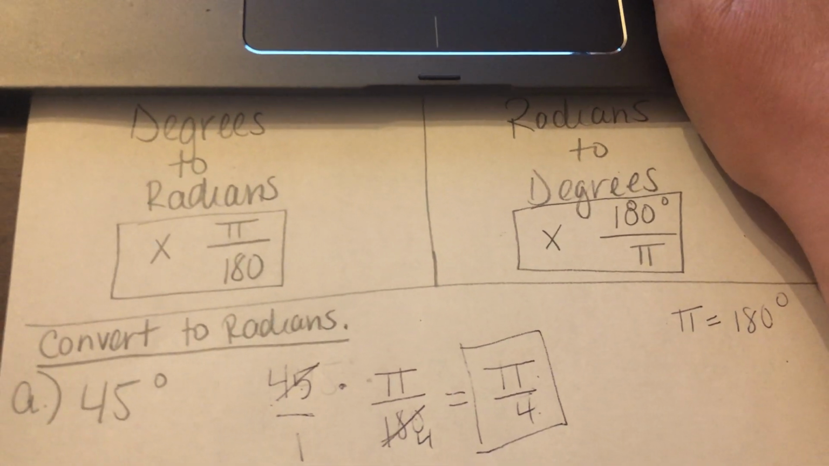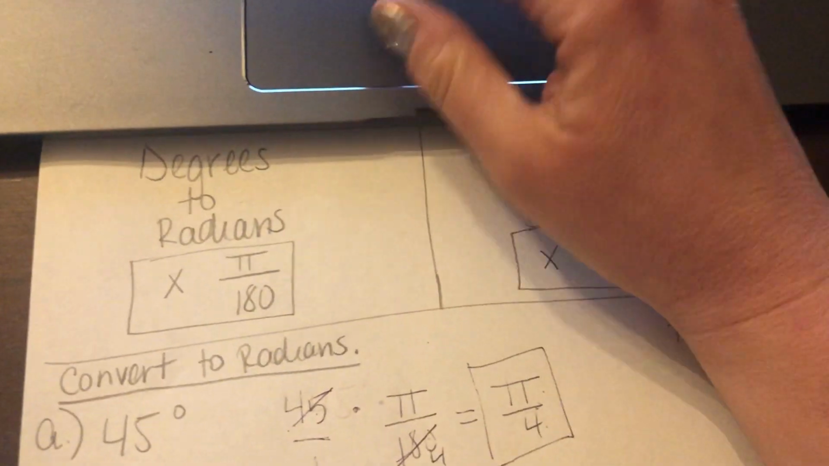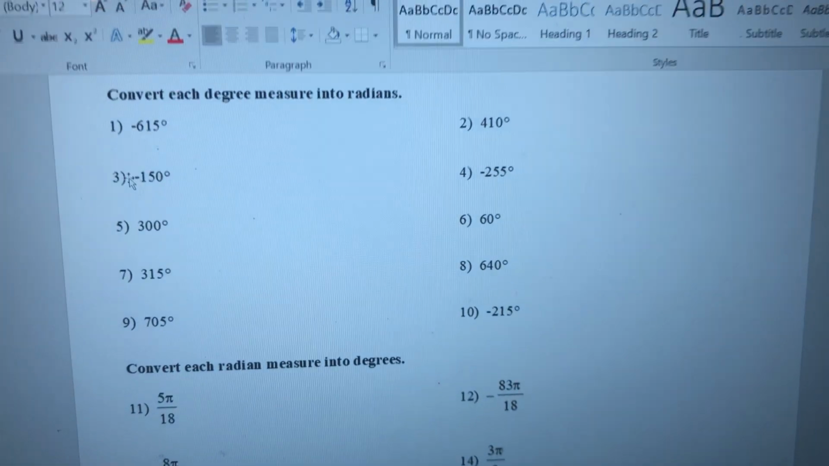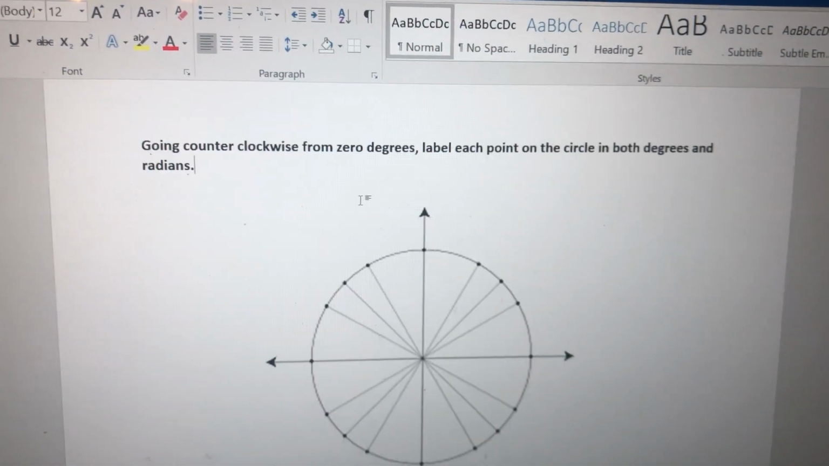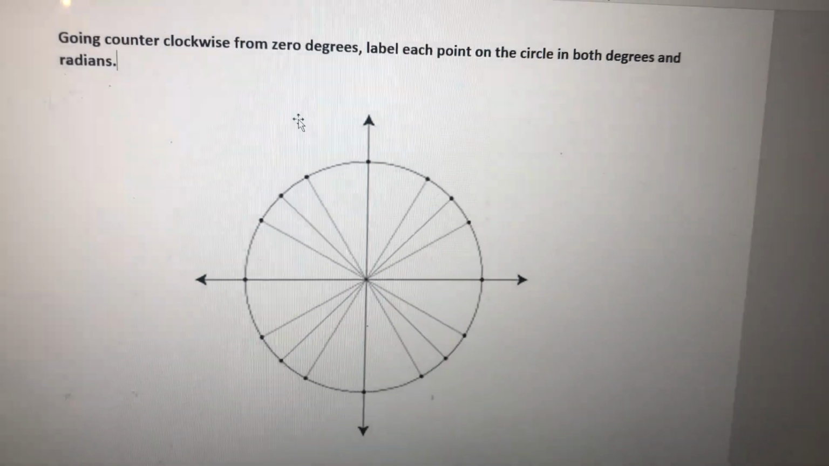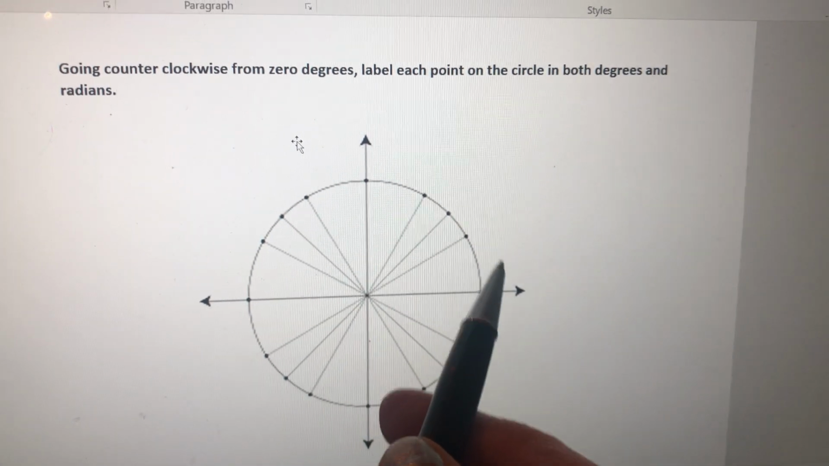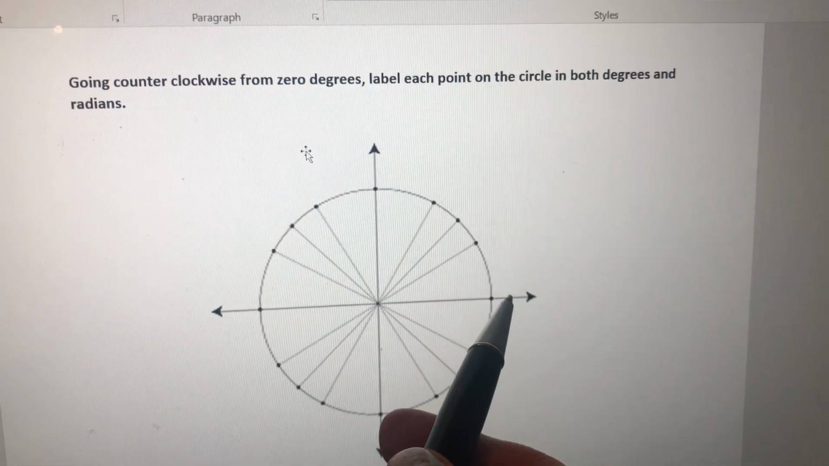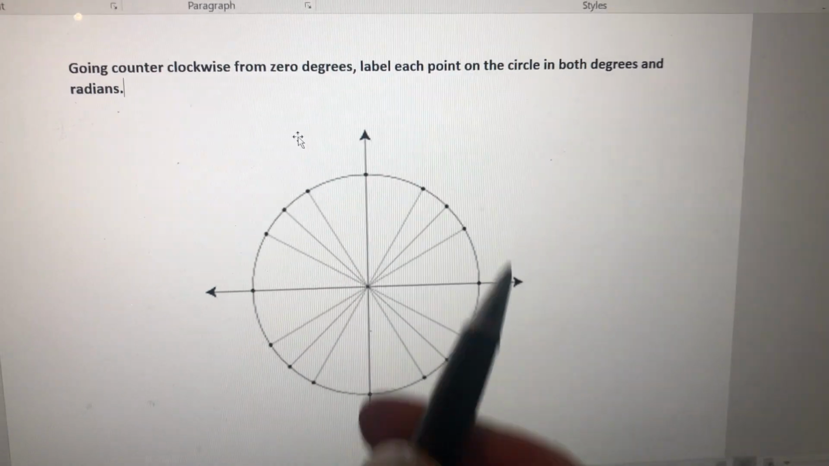Let's see, I think that's all I wanted you to do today. So I am going to post an assignment. Let me pull it up for you so I can show you. On the assignment, you're going to convert from degrees to radians, and then you're going to convert from radians to degrees. And then I want you to take this empty circle, and label, going counterclockwise, the positive direction, each one. So in degrees, for example, let's start here: 0 degrees, 90 degrees, 180 degrees. I'm giving you the answers.